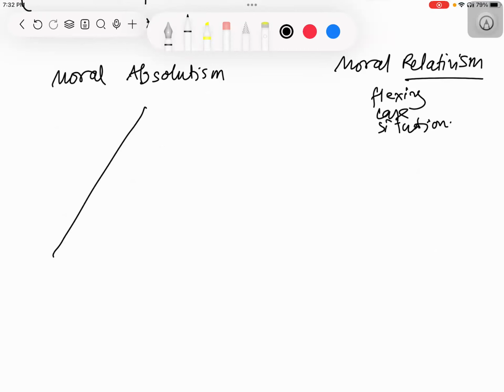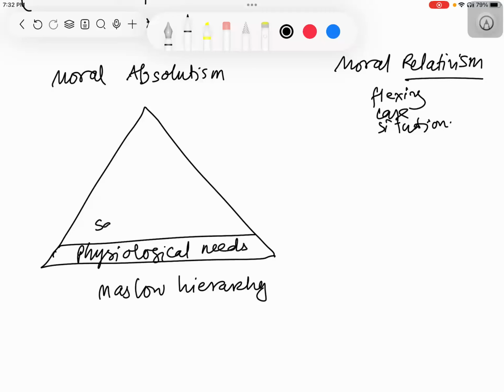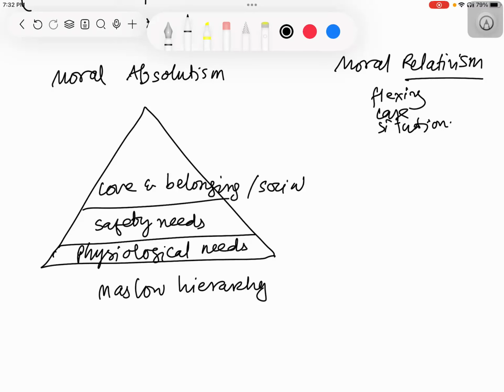By the way, you can also draw this Maslow's hierarchy. Maslow's hierarchy is also a hierarchy of values, you can say. For example, here are the physiological needs. Here there are safety needs. Then there is the need for love and belongingness, or social needs. Then there are esteem needs. Then there is self-actualization. Is this also not a hierarchy of values?